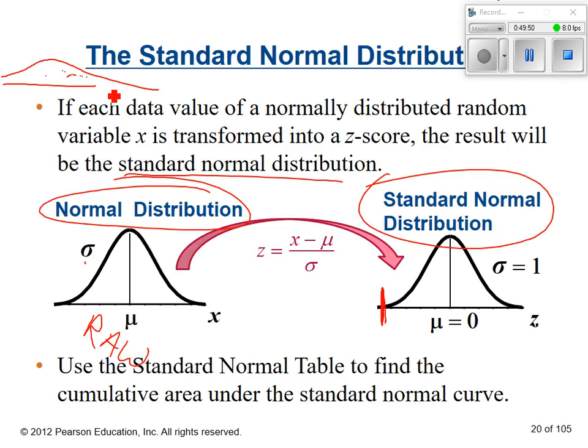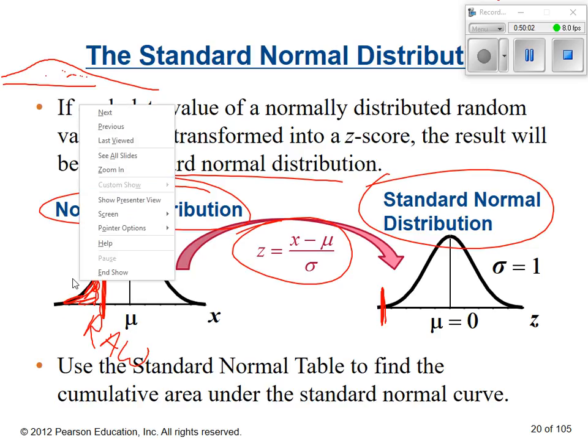We can use that table that I gave you once we've changed them all into z-scores. Now we can use that to find the area. We can find the area from some score and below it. And we're going to talk about that here in a second.